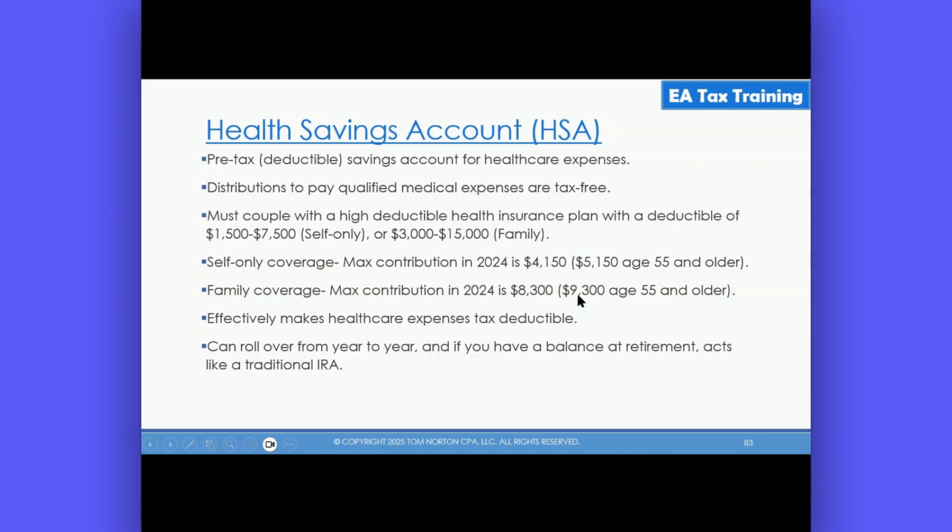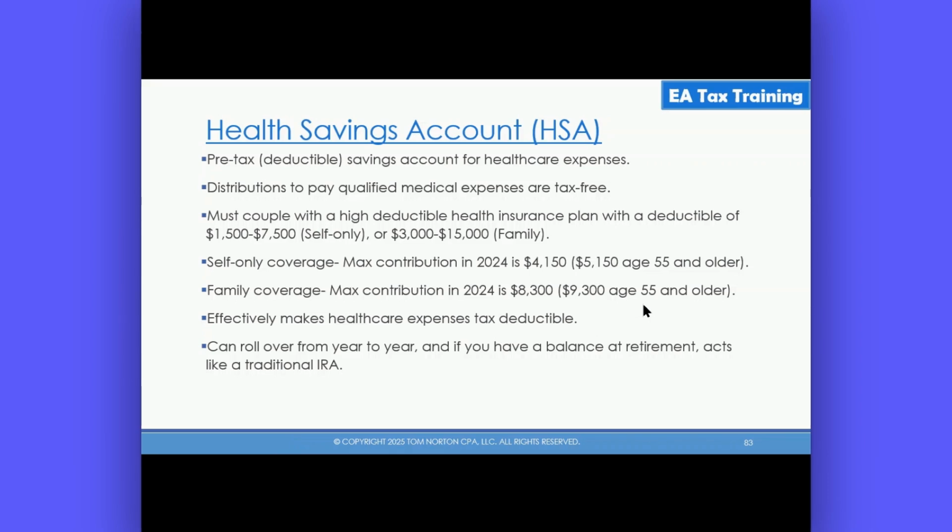What this does is it effectively makes healthcare expenses tax deductible because the money is coming out without paying tax from your paycheck. And when the money comes out of the HSA to pay your medical expenses, it is not taxed. So those medical expenses have become tax deductible.